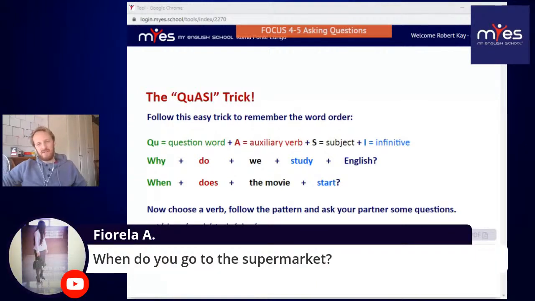I go to the supermarket on Friday, always Friday afternoon. Normally, the supermarket is quiet on Friday afternoon, so I go sort of Friday morning, afternoon, like 12 o'clock. And I have lunch about 1 o'clock most days. Every day I have lunch at 1 o'clock. What about you, Fiorella? When do you go to the supermarket? Tell me. So, when do you normally go to the supermarket?